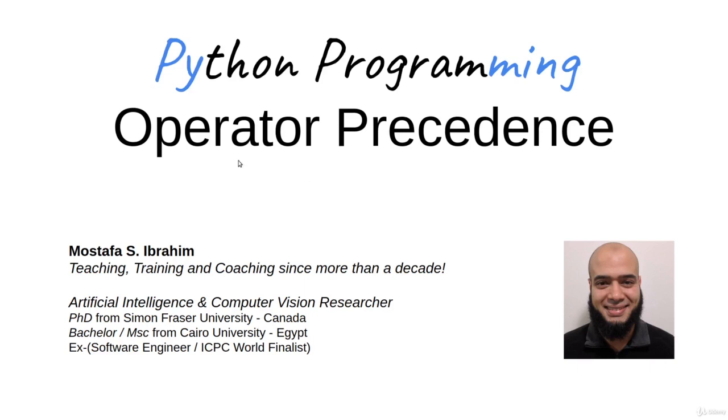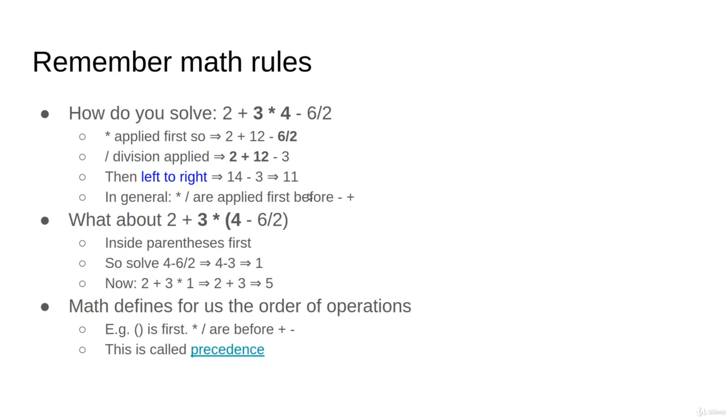We will learn about operator precedence. Precedence refers to who is applied before whom, so it's something about the order of operations. The idea is mainly coming from normal mathematics. If I told you, let's solve 2 plus 3 times 4 minus 6 divided by 2, how would you solve it?